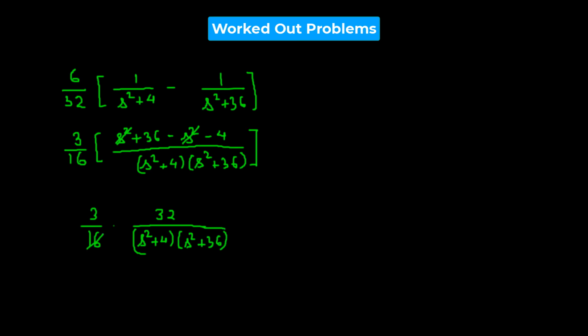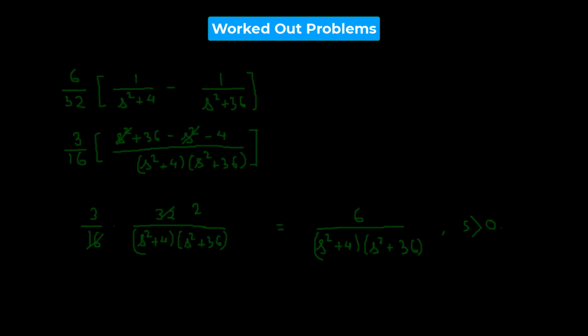Now we know that 16 times 2 is 32, and that finally gives us 3 times 2, which will be 6 in the numerator, divided by s squared plus 4 times s squared plus 36. So this is the Laplace transform of our function sine cube of t times cosine cube of t, and this is going to exist for all values of s greater than 0. Let us do another problem.